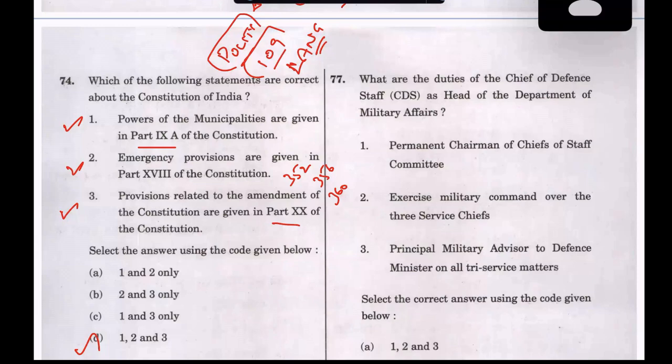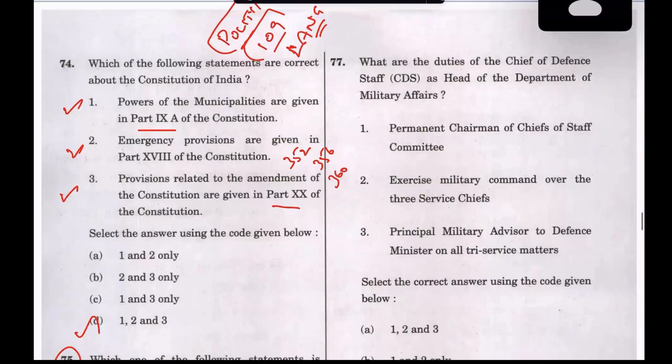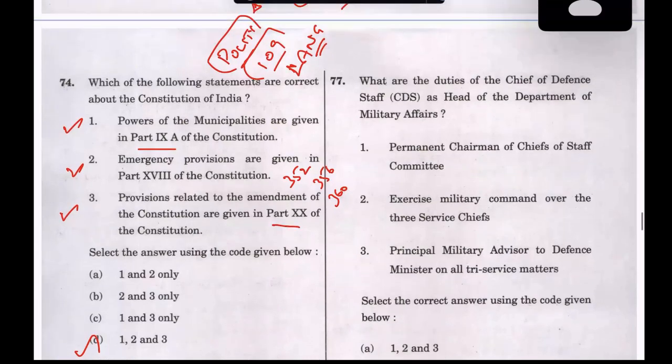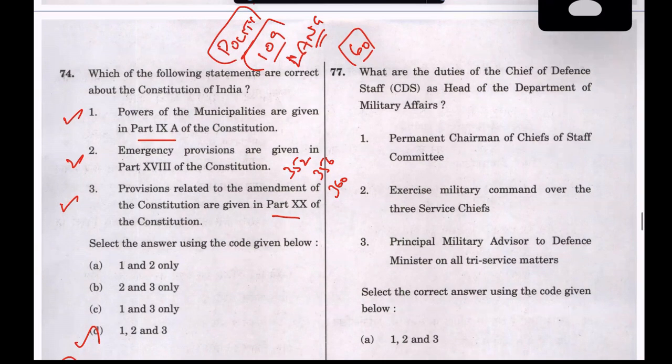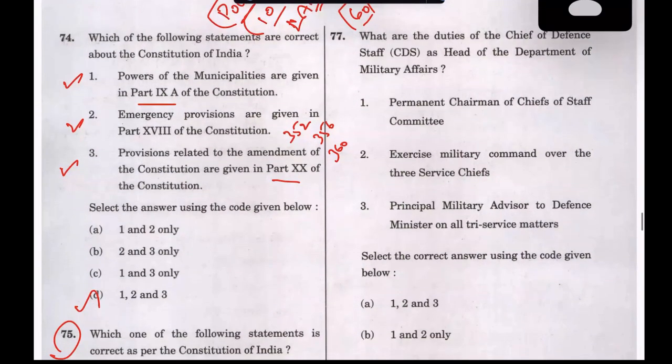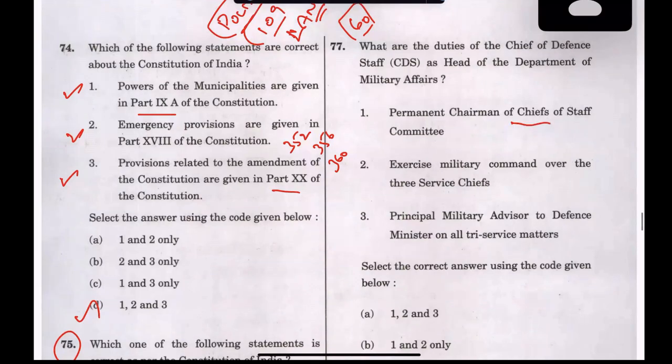It's okay. But the other questions are all direct. Then, Chief of Defense Staff. This should have been in the 60 category, the question mark that I say. This is not an easy question, but look at the answer for this question very closely. Permanent chairman of the Chiefs, okay.